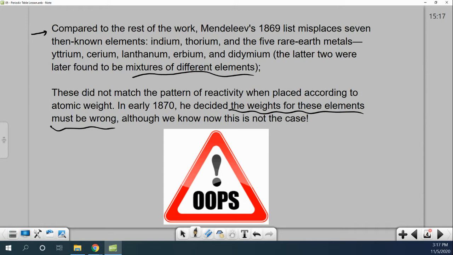Now, we know now this is not the case. His table was close, and it was very accurate, but it wasn't totally correct. And so the reason it didn't match was not because the weights were wrong. Oops. It was because he was wrong.